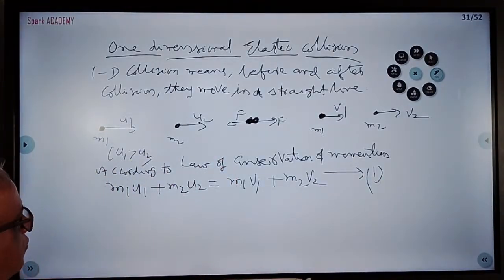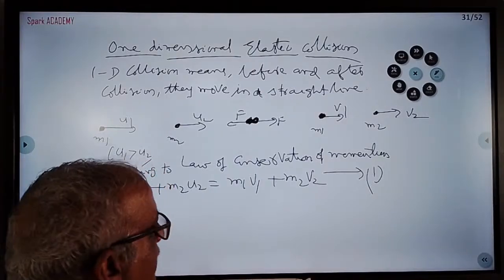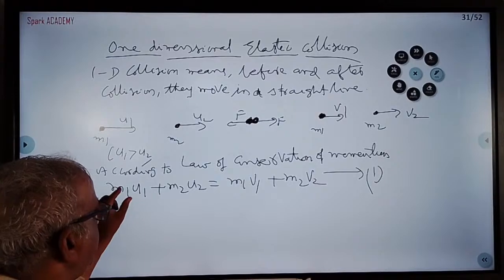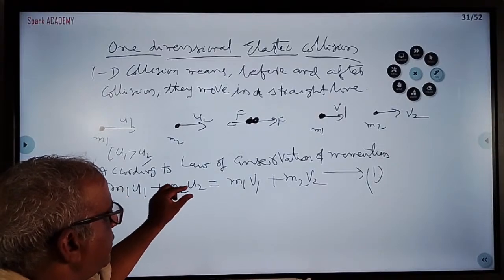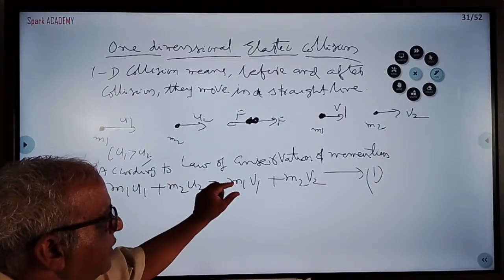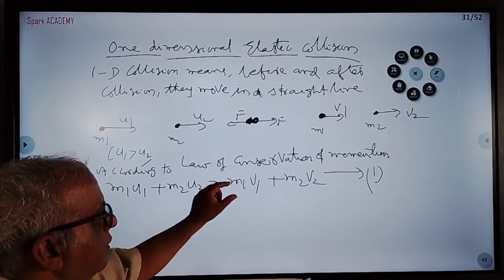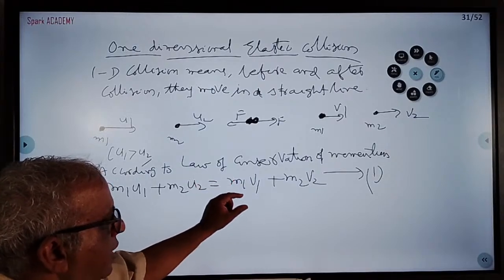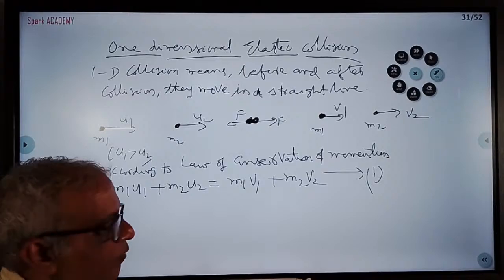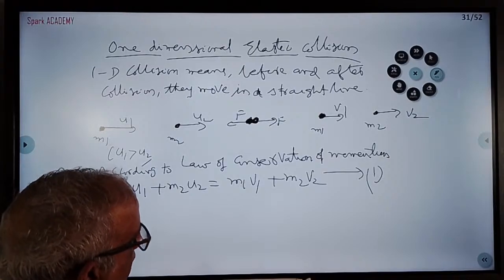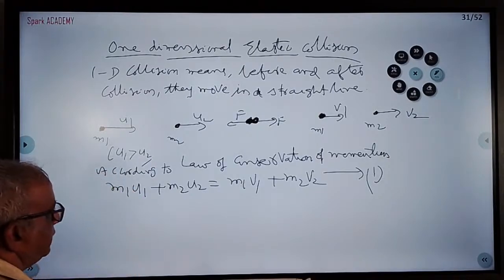According to conservation of momentum, m1 u1 plus m2 u2 is equal to m1 v1 plus m2 v2. m1 u1 is the initial momentum of the first body, m2 u2 the initial momentum of the second body. m1 v1 is the final momentum of the first body, m2 v2 the final momentum of the second body. Okay, students, this is conservation of momentum.